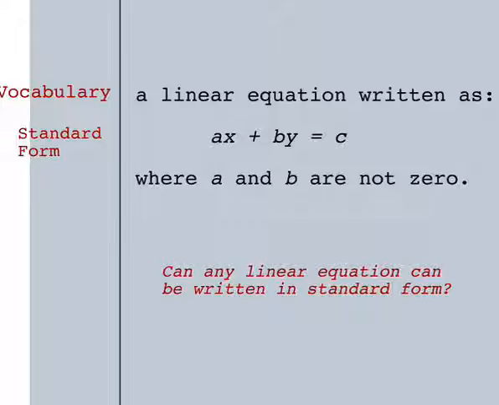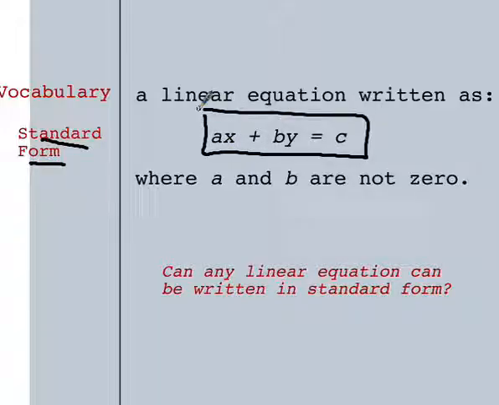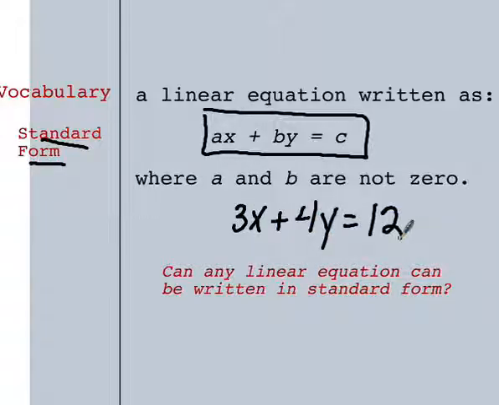Vocabulary. So this explains what standard form is. Again, write down standard form, and the definition is when a linear equation is written in standard form, it looks like this: ax plus by equals c. If you need some numbers in there, we can do that. A and b are not 0. So it would be 3x plus 4y equals 12.